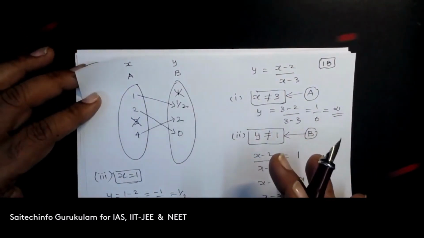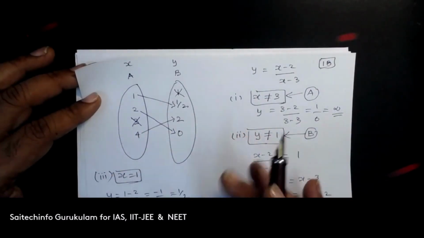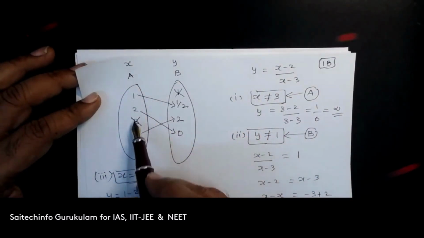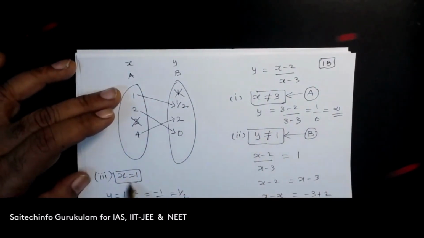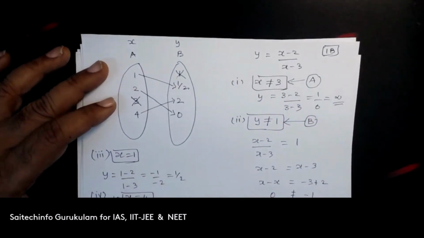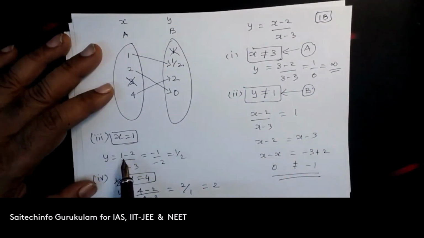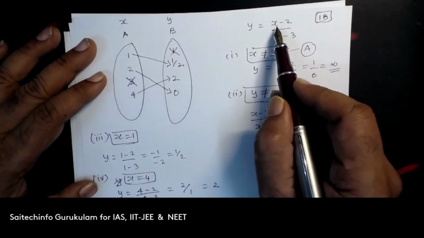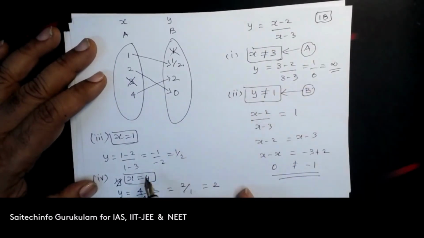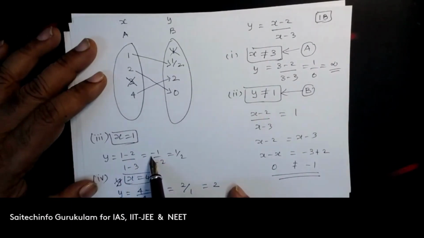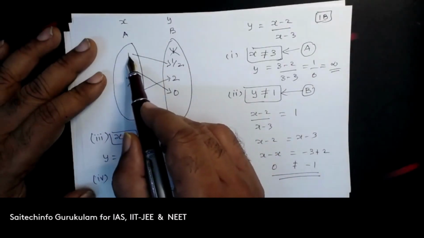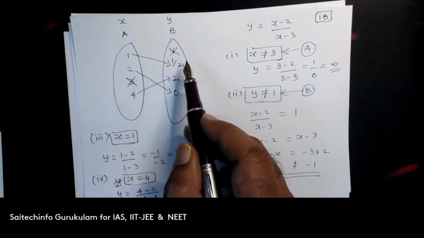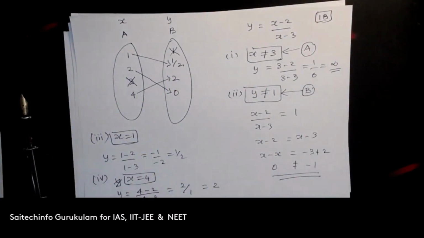Okay, so these are the conditions. Anyway, let me look into the other aspects. For example, since A is the set of real numbers, I can take 2 or 1. So when x is equal to 1, what happens here? When x is equal to 1, y is equal to, you can substitute, 1 minus 2 divided by 1 minus 3, which is minus 1 divided by minus 2, that is equal to 1 by 2. And so I have got this 1 by 2 when x is equal to 1. So I can relate like this. Okay? Right. Next.